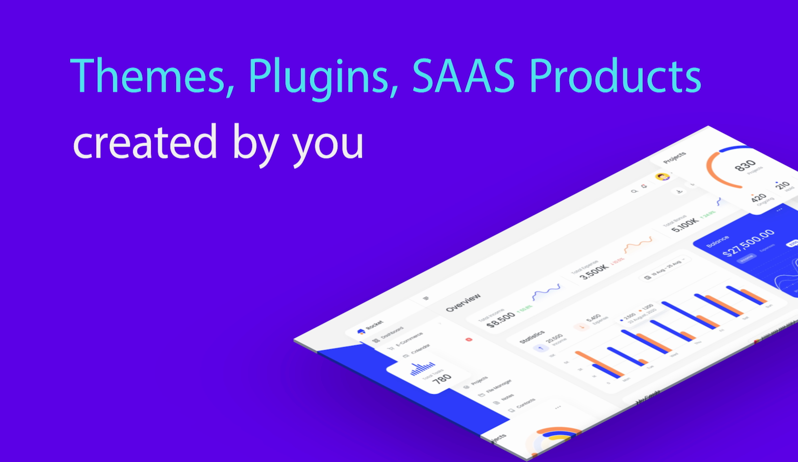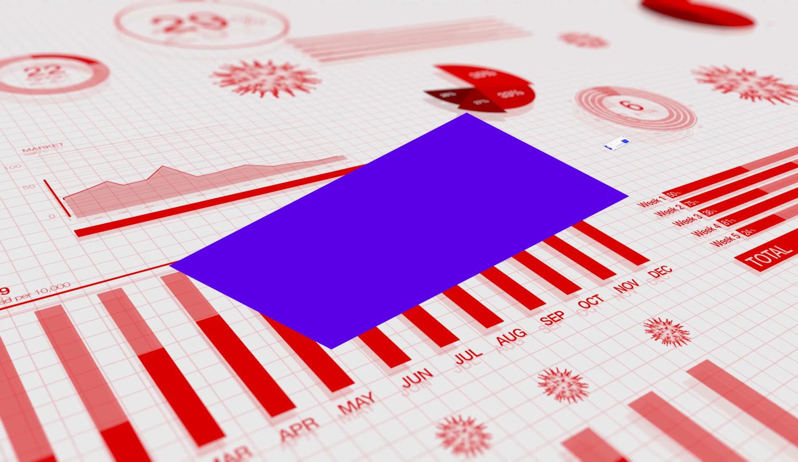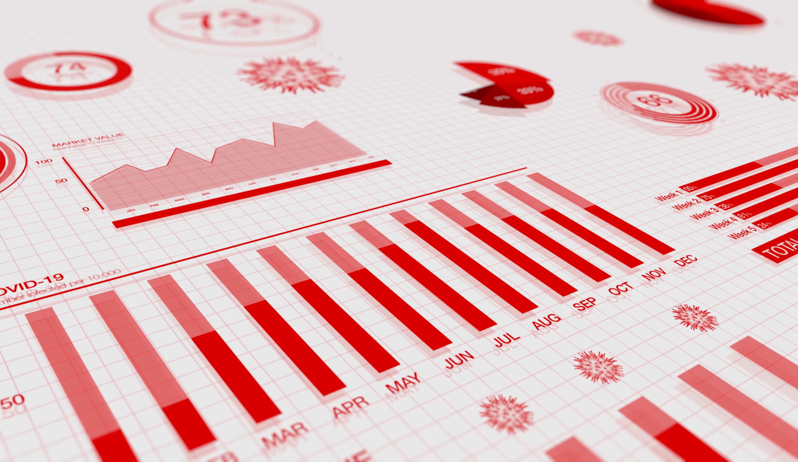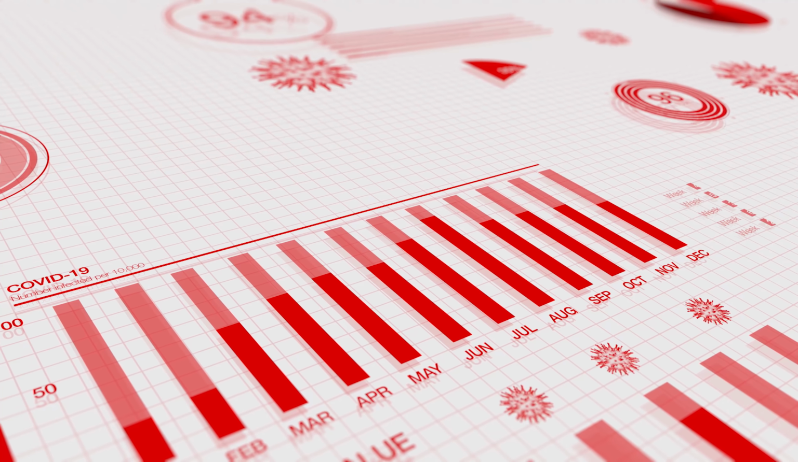A theme generally sells for $10 to $100. A plugin generally sells for $10 to $30. If you synthesize a set of plugins into a finished end product, like a SaaS, you can expect to make anywhere from 2 to 10 times more.